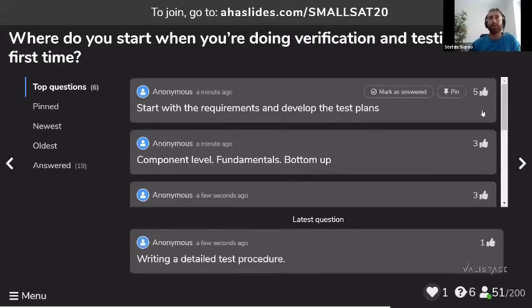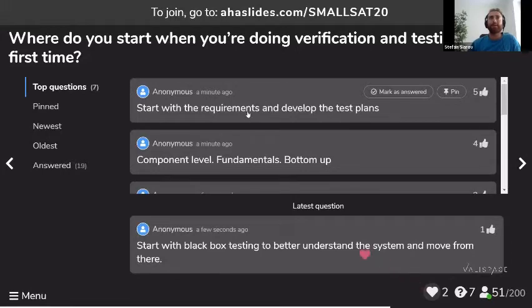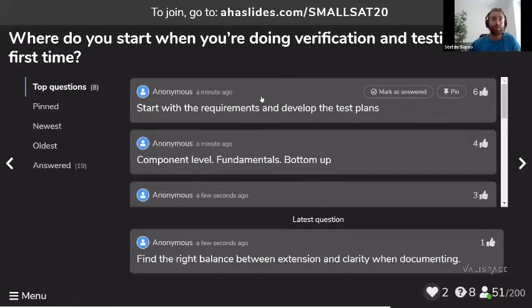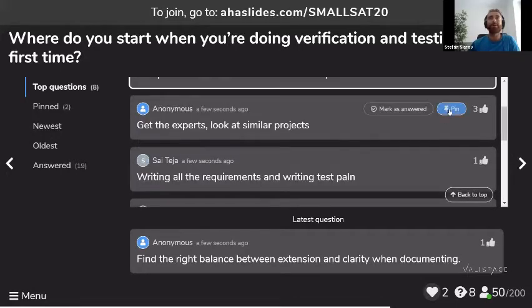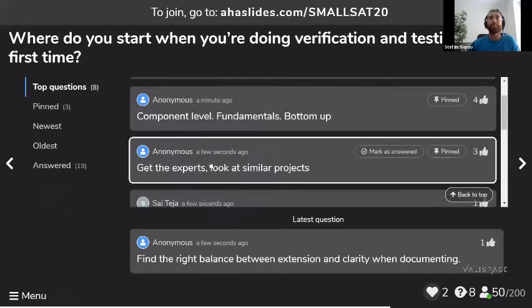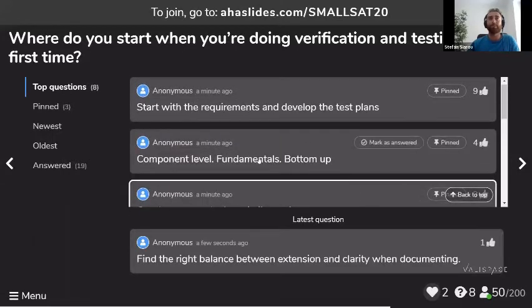Okay, so I see some upvoted ones here. The first point is start with requirements and develop the test plans. So maybe the person who wrote that, if you could raise your hand and expand a bit further on that, that would be great. I'm just going to pin them all. Get the experts, look at similar projects, component level, fundamentals, bottom up. If anyone wants to engage here, please raise your hand and we'll unmute you. I'm sure that many of you have very interesting insights to share with the community here.